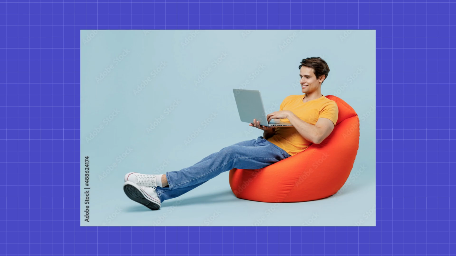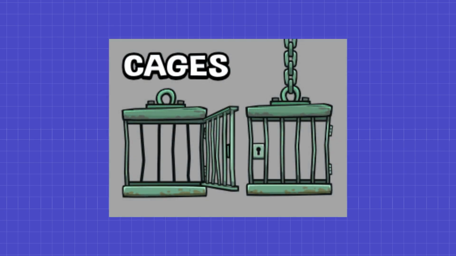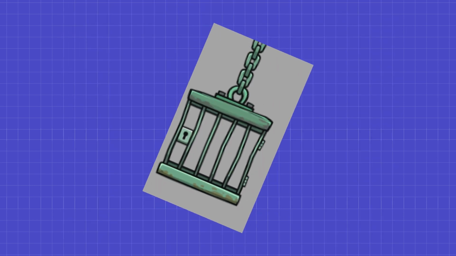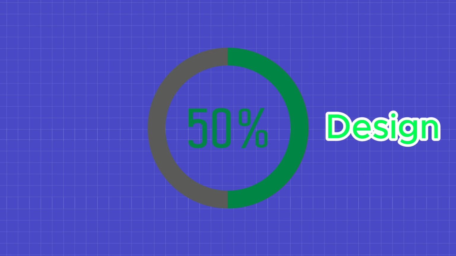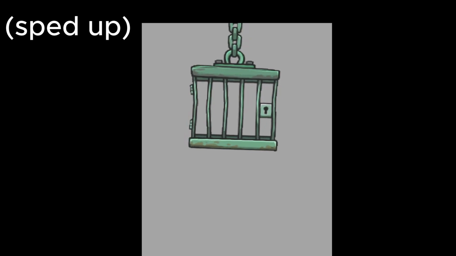First off, let's talk about the eye candy, the graphics. Check out this cage design. Now it's time to dive into some code. But before we do that, we're adding a little extra with a swinging animation. Because let's face it, the design is 50% of the game. We've got ourselves a swinging scene, and it's looking better than before.